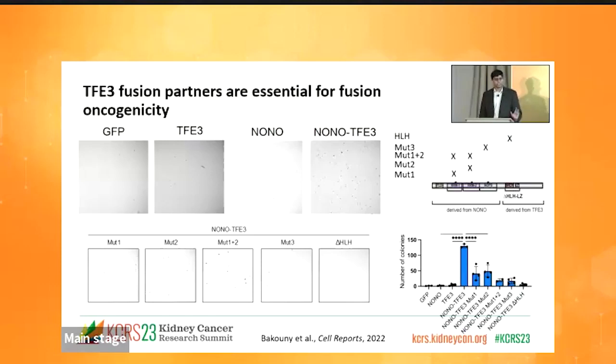TFE3 is the TFE gene in that fusion, and NONO is the RNA binding protein. And in a cell transformation assay, you can see that TFE3 alone in its wild type state does not transform the cells. That's the second picture. NONO alone doesn't transform the cells, but the fusion does. And so that suggests that you need both the TFE3 part as well as the fusion partner part.